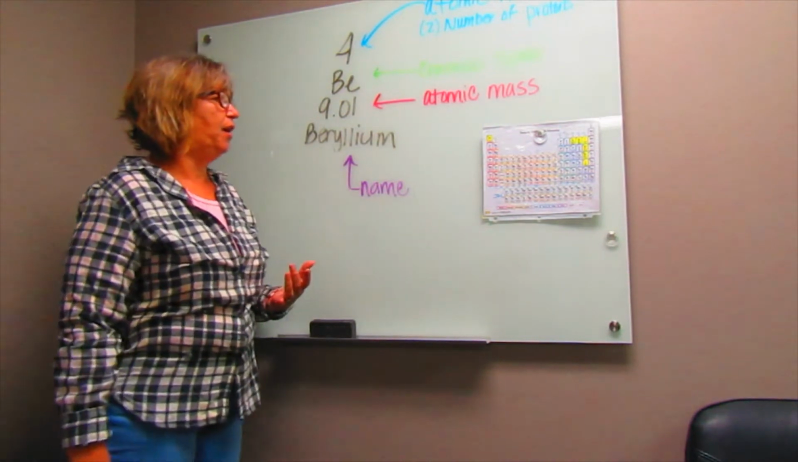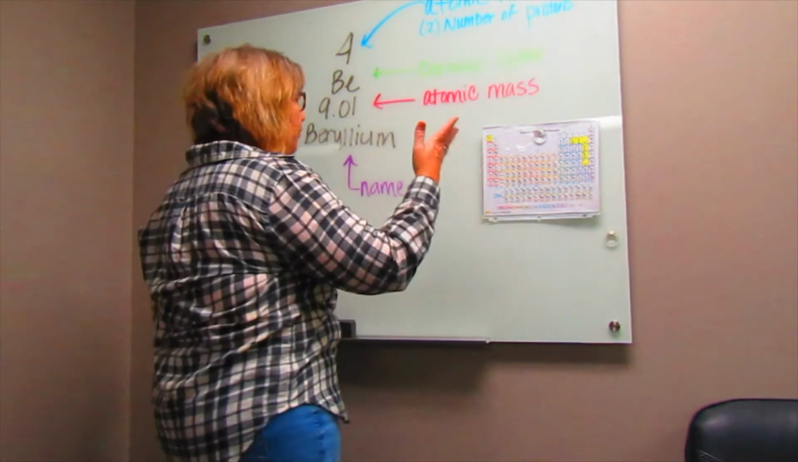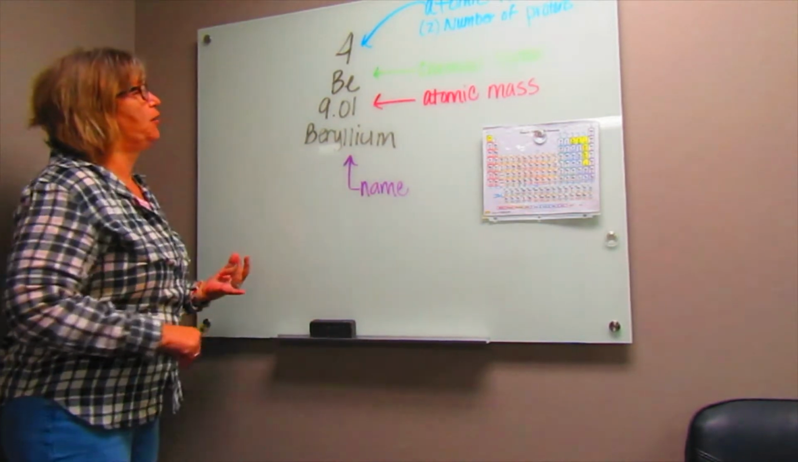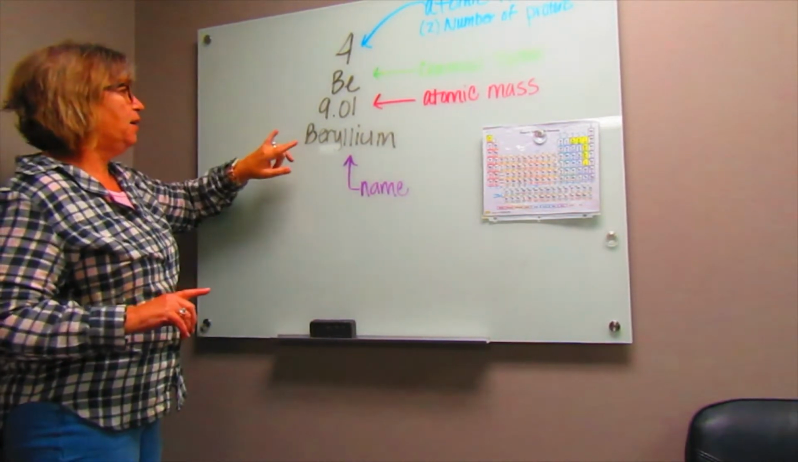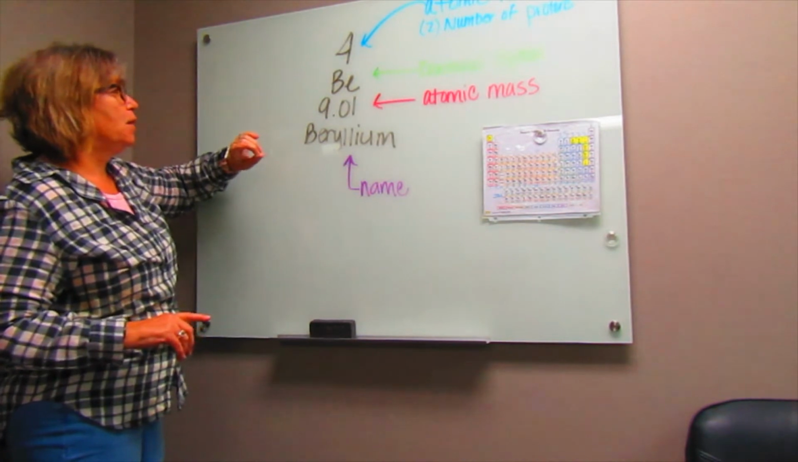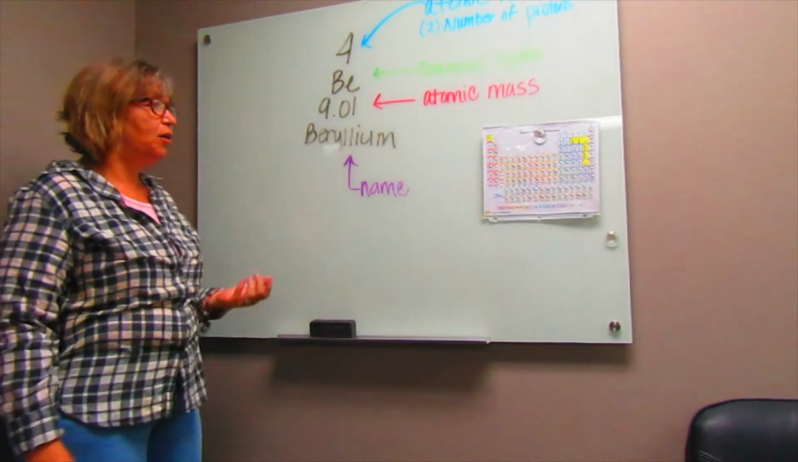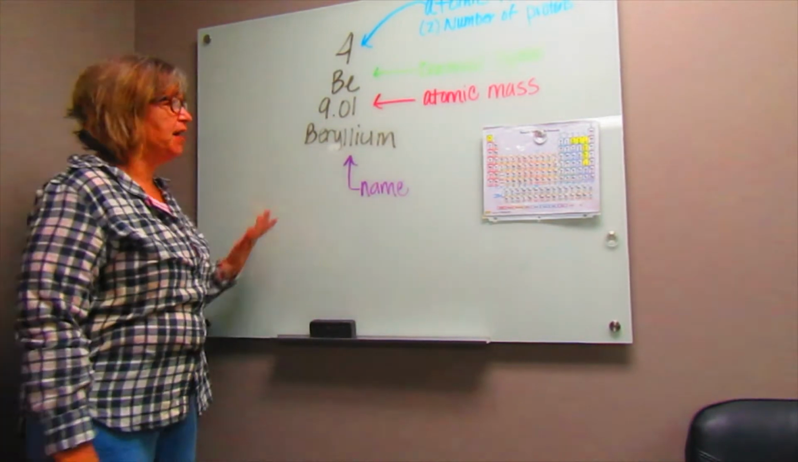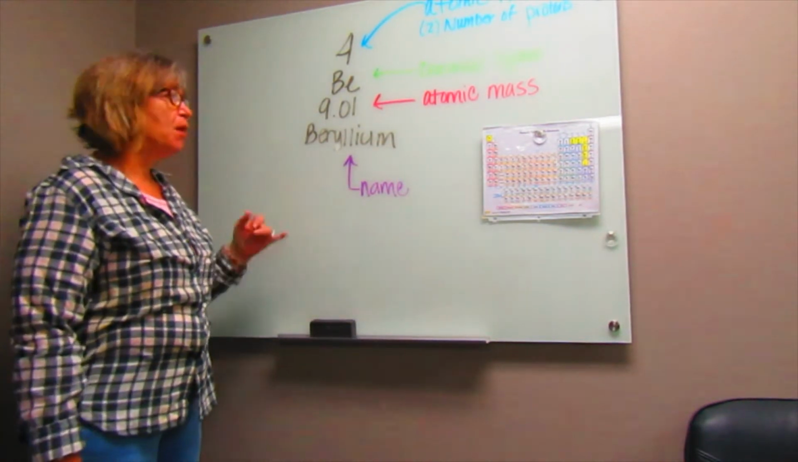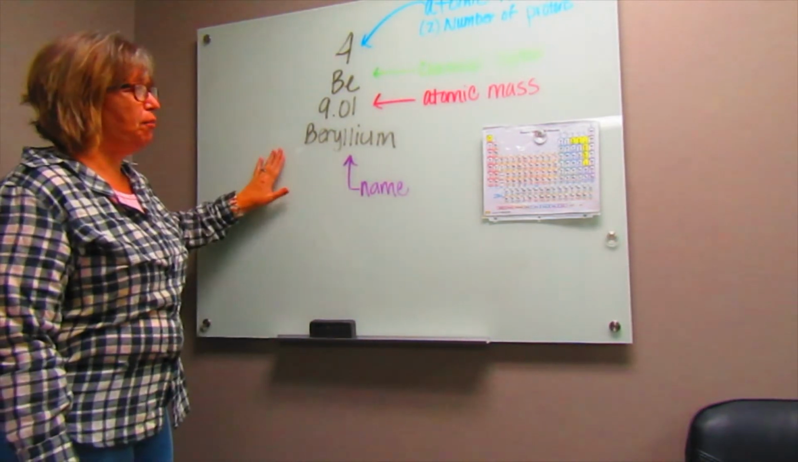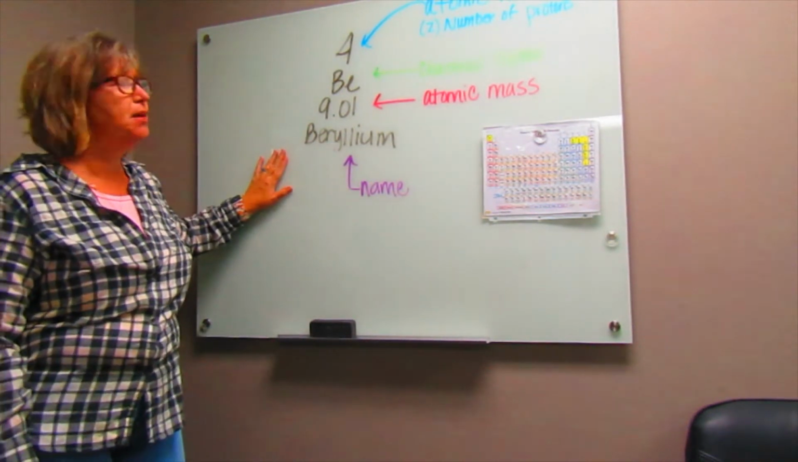You could be given silver and asked, okay, so what is the atomic number for silver? What is the chemical symbol for silver? Because it's not what you would think it is. Silver is actually Ag, right? But we know it as silver. So become familiar with these elements.